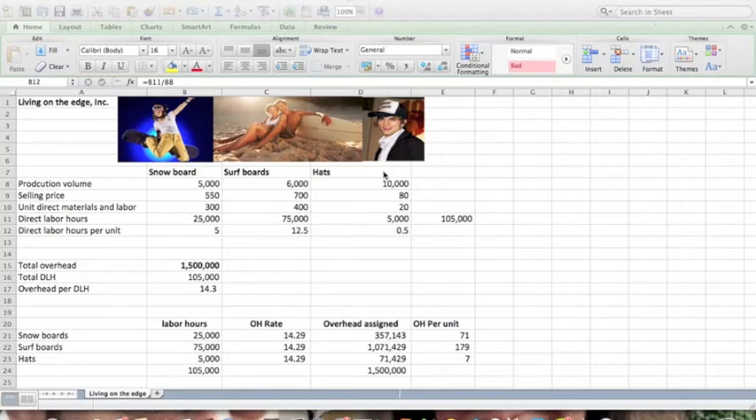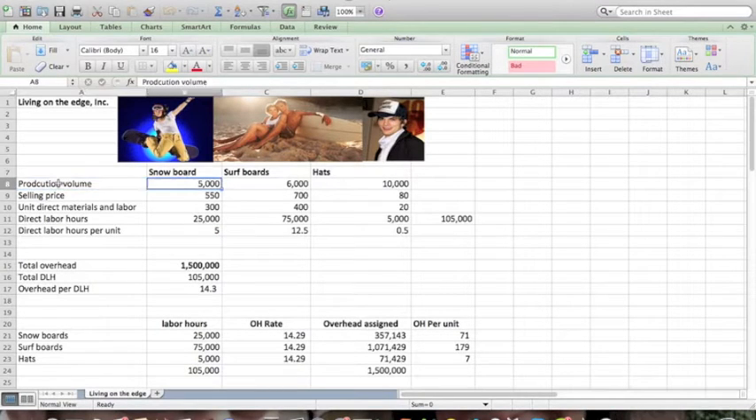So this is a company that makes three types of products: snowboards, surfboards, and hats. Looking at the first table here, I am looking at production volume and selling price. This is unit selling price, unit direct materials, and labor. And we have the labor hours that I'm using up, direct labor hours per unit.